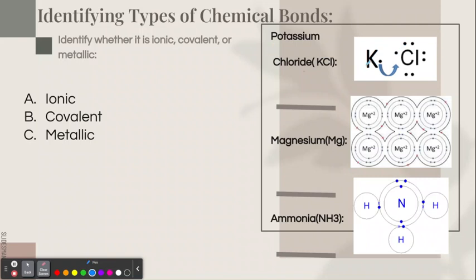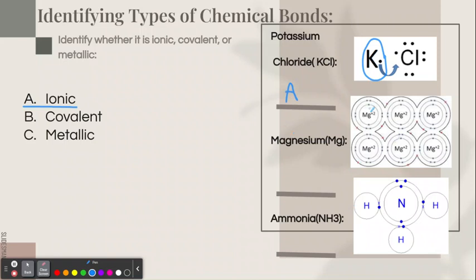So first we have potassium chloride, and here you can see this potassium has this being shared, which, well, it's being transferred. And if you go back to the other slides, you can see that transferring is going to mean it is ionic. So this is going to be A.